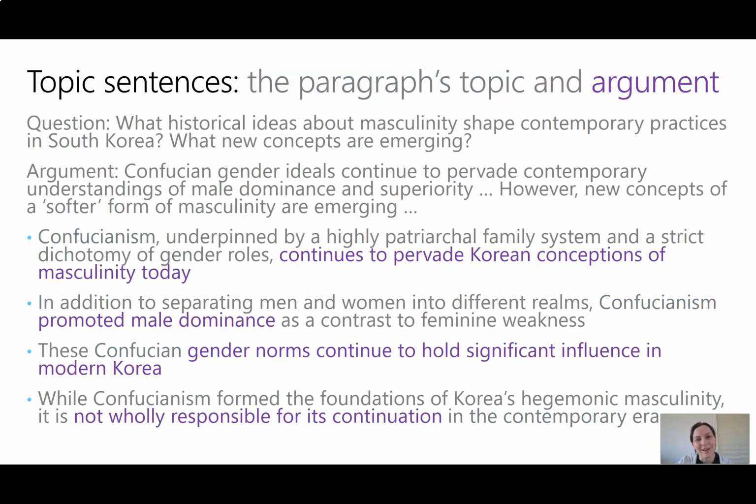So in the first paragraph, they're saying that Confucianism, which involves a highly patriarchal family system, etc., continues to pervade Korean conceptions of masculinity today. So they're explaining how those historical ideas have contributed to masculinity in South Korea. And in the final one that we see, it's starting to move on to answering the question about the new concepts. So Confucianism is not wholly responsible for its continuation of hegemonic masculinity. So it's starting to move on to different ideas. So in your topic sentences, make sure that you do those two things. Think about not only what is the paragraph about, but how does it answer the question.